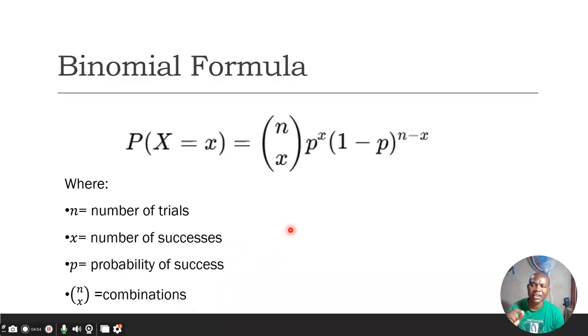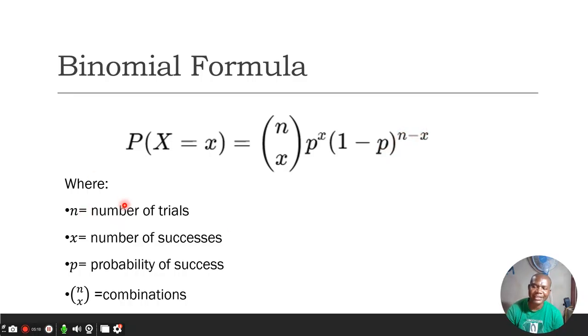Now let's look at the formula of binomial distribution. When you look at this interesting looking formula here, this is the probability of X equal to x, given by n combination x, p to the power of x, (1 minus p), that is, 1 minus p to the power of n minus x.